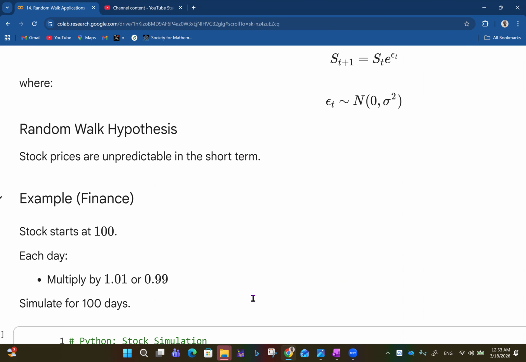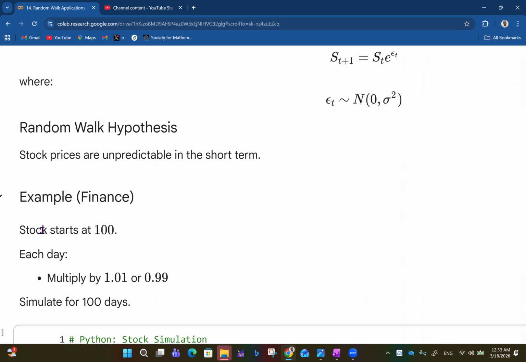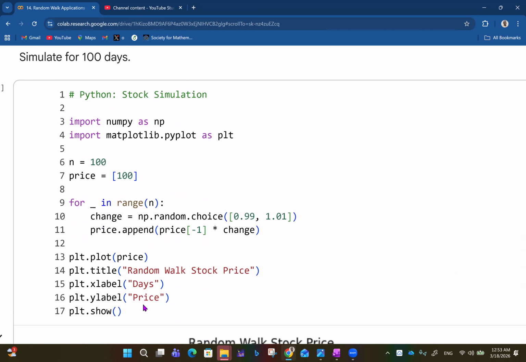So for the random walk hypothesis, we see that stock prices are unpredictable in the short term. Okay, so in finance, if your stock starts at 100, each day you can multiply by 1.01 or 0.99, and you can then simulate this idea for 100 days. So with this setup, N is 100, the price is 100. You want to do this for 100 days, and for each of these N steps you have random choices, so there's no particular pattern. You start with today's price and multiply by 0.99. Tomorrow, whatever the price is, you multiply by 1.01, and then it just keeps going like that.